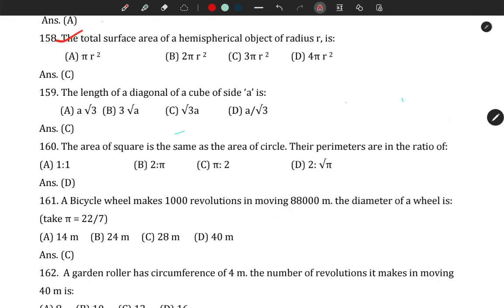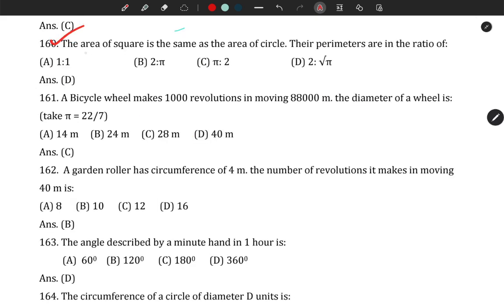Next question, the total surface area of a hemispherical object of radius r. We know the total surface area of a hemisphere is 3 pi r square. Next, length of the diagonal of a cube of side a, length of diagonal is root 3 a, which is option C.